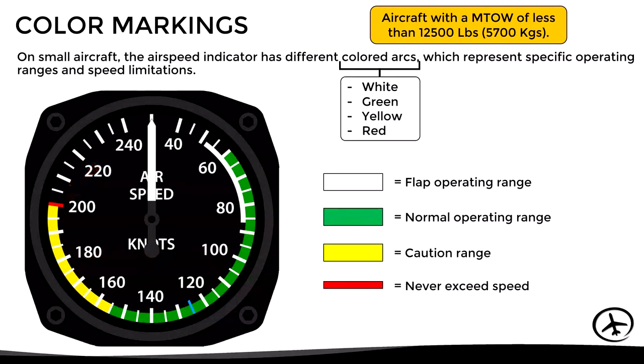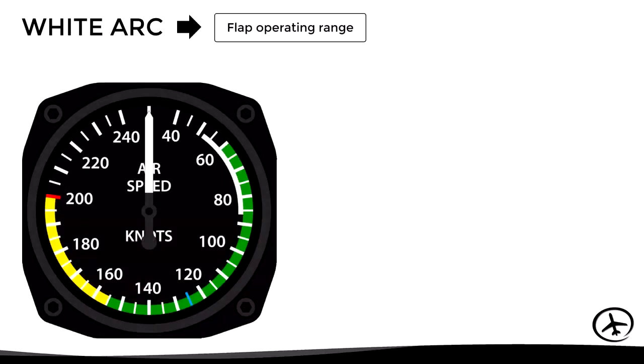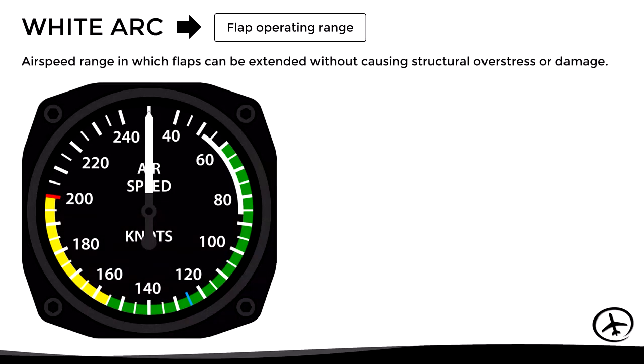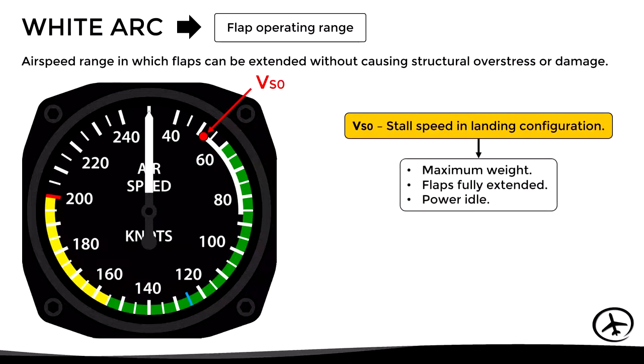Let's see a little more in detail the different colored arcs. Starting with the white one. As we previously said, this arc represents the flap operating range, and therefore, it denotes the speed range in which the flaps can be operated without causing any structural damage or overstress. The speed at which the white arc starts is the VSO. This is the stall speed of the aircraft in landing configuration, which is normally determined under the following conditions: maximum certified weight, flaps fully extended, and power idle.